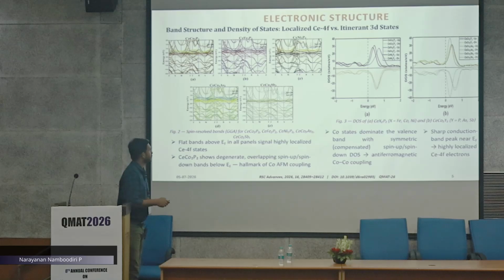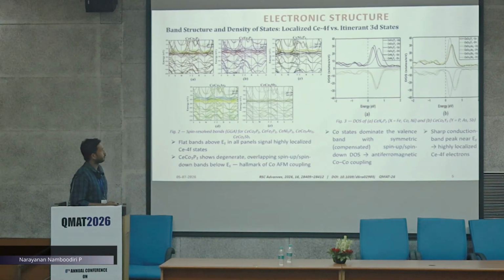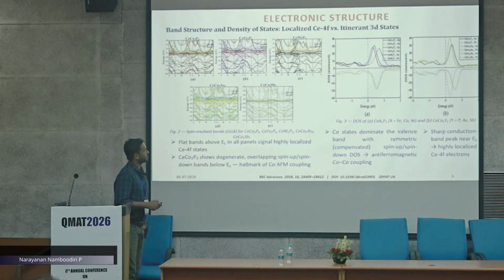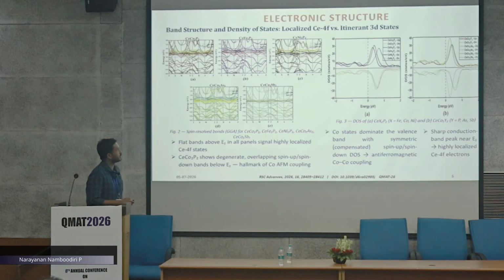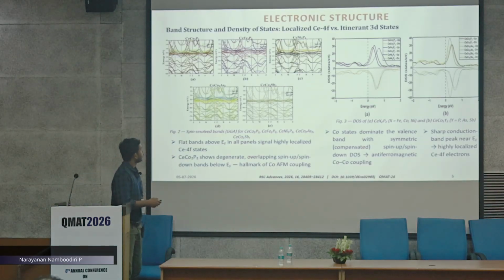the cobalt atoms. In the density of states we can also see the same: the sharp peaks in the conduction band show the localized nature of the f electrons, and the symmetric DOS in the valence band shows the antiferromagnetic coupling of the cobalt atoms.